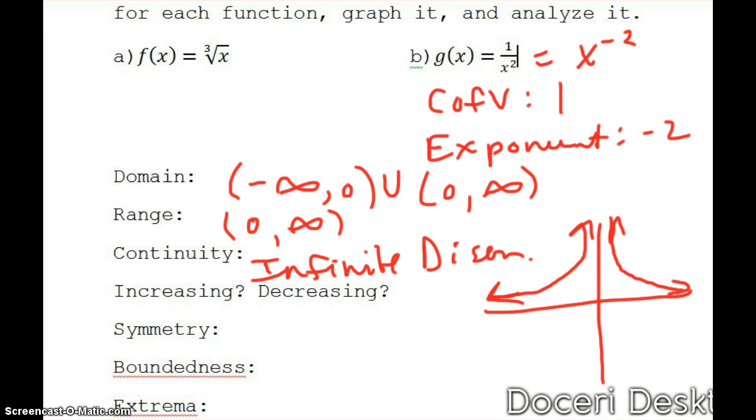And increasing and decreasing, it's doing both. So it's increasing from negative infinity, and as it's approaching 0, and then it's decreasing from 0 to infinity. The symmetry, this one has even symmetry because it's symmetrical across the y-axis. It is bounded. This one's actually bounded below.